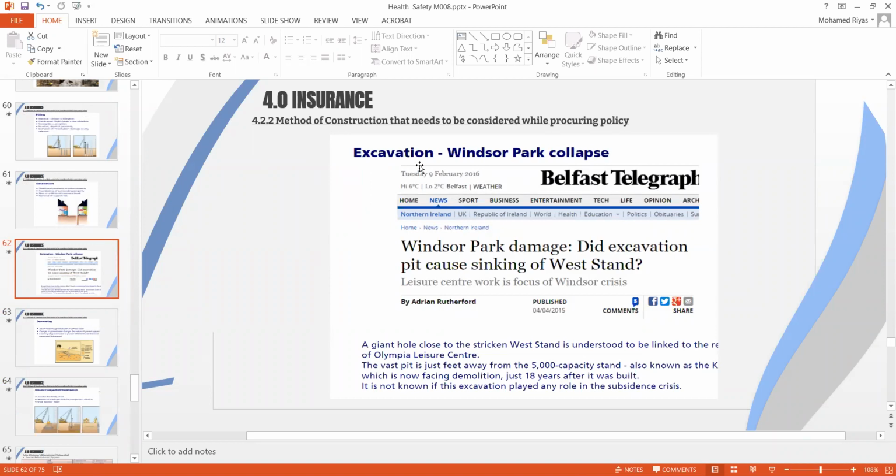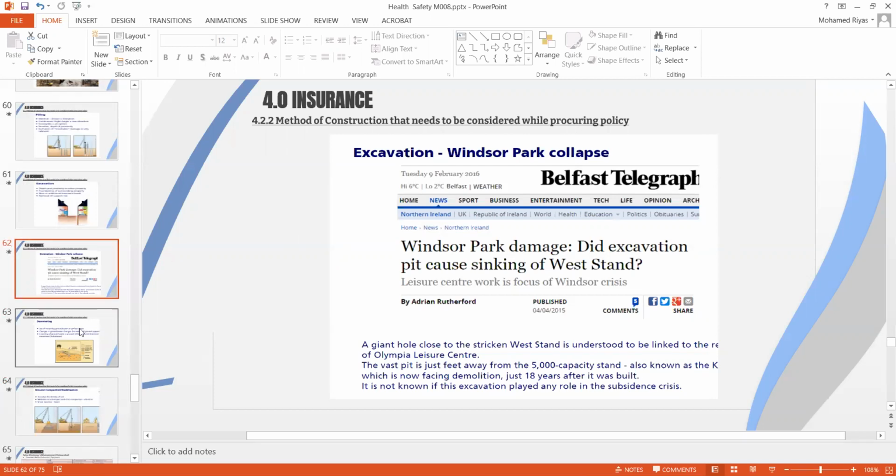Coming to the very famous Windsor Park collapse in the UK, the debate went on in 2016 and 17, and the case is still going on. A big area close to the West End was affected, and people are claiming that this is due to the construction activity, the excavation, which had an impact on the proximity of the construction site. As we discussed previously, if it's close to the city center area, you need to be very careful when you do the excavation. This might have some impact even 20-25 meters from the site. So all of this methodology and risk you need to assess accordingly.